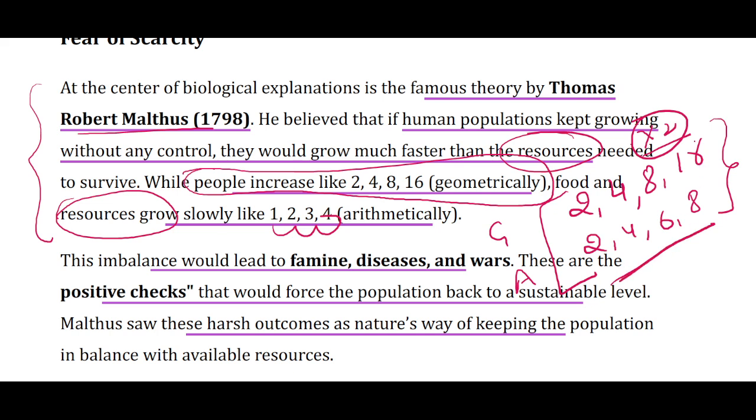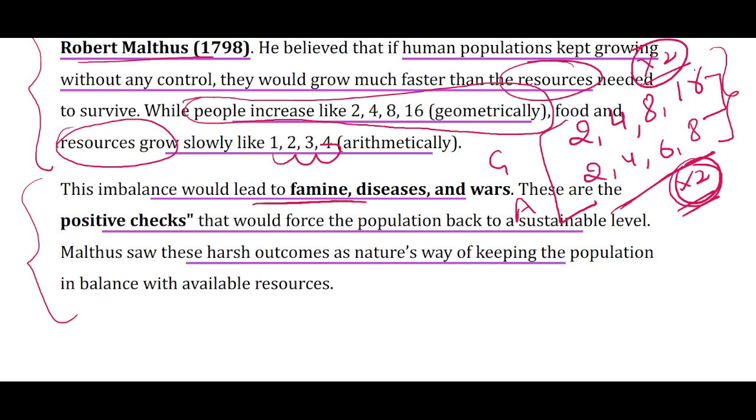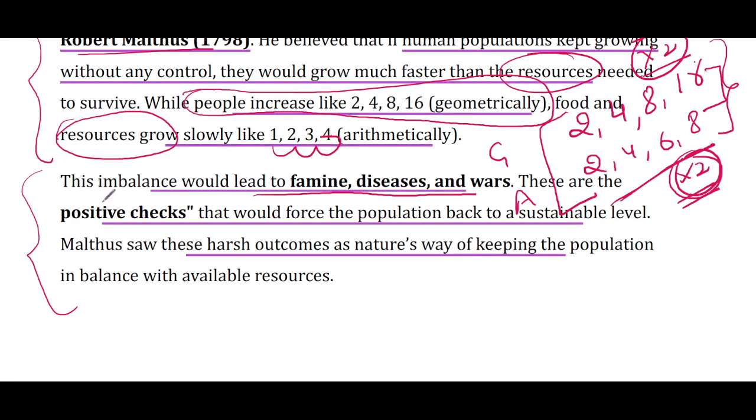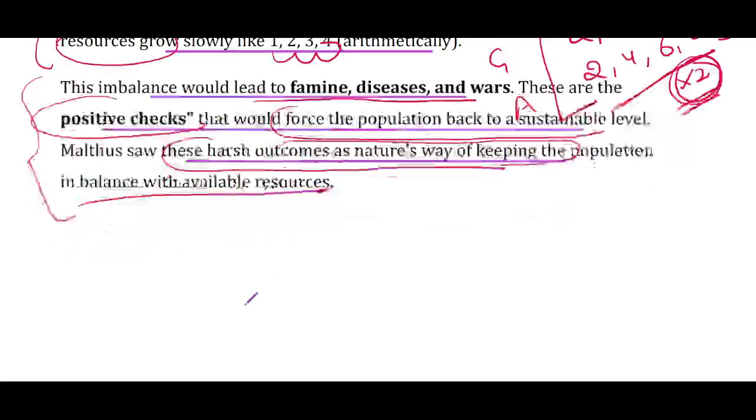Here this is a simple series, and the resource mismatch is in the factor of 2. It is a multiple of 2. But if the series keeps on growing, the series gets bigger, and then this difference will be humongous. This imbalance between the geometric and arithmetic ratio would lead to famine, disease, and wars. According to Malthus, these are the positive checks that force any population back to a sustainable level. He saw these outcomes as nature's way of keeping the population in balance with available resources.